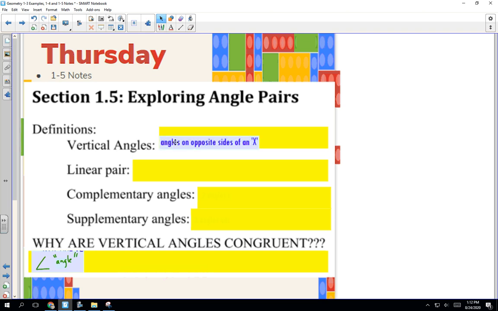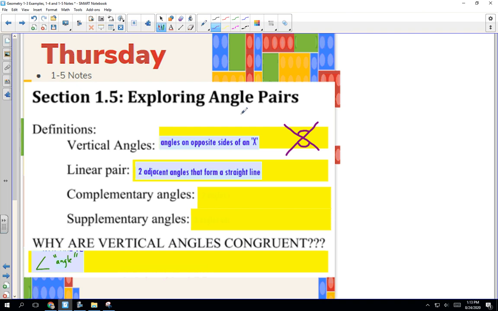Vertical angles are angles on opposite sides of an X. Let's draw that out. Think about it like this: you draw an X. If I have this angle here, the one on the opposite side is its vertical angle. Okay, linear pair: two adjacent angles that form a straight line.